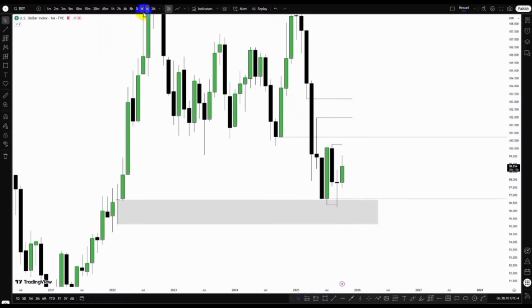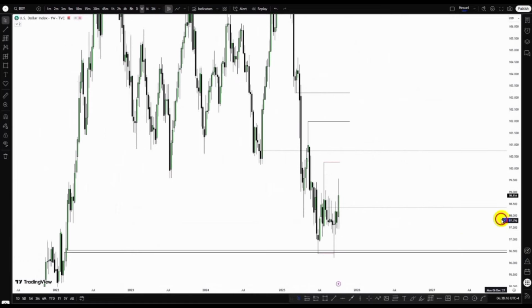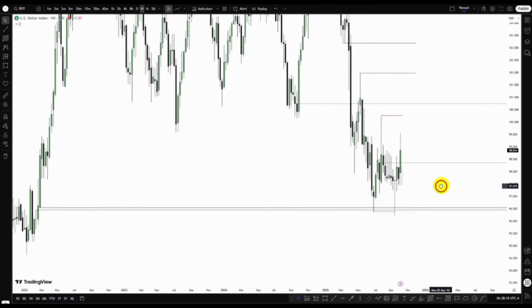Let's look at the weekly time frame, guys. Here in the weekly time frame, what you can clearly see is within the monthly reference point, we had a weekly bullish fair value gap in which price mitigated the first time, and then we had this bullish reaction to the upside.